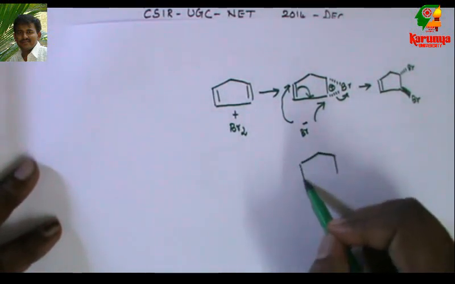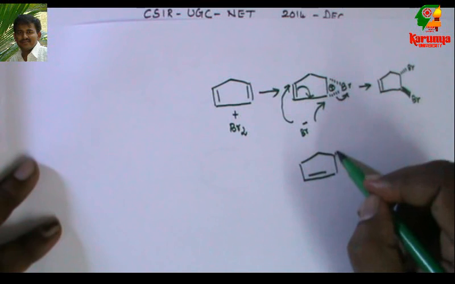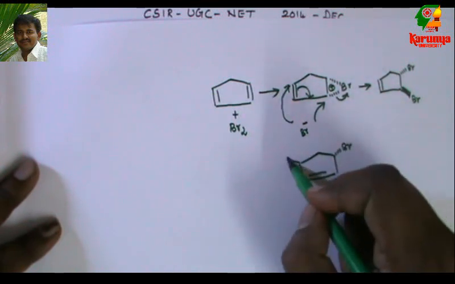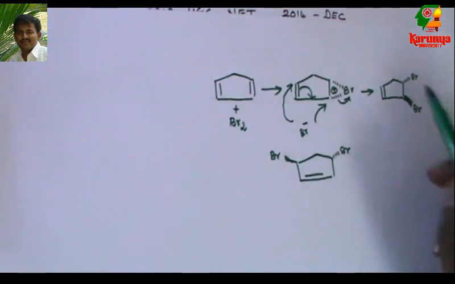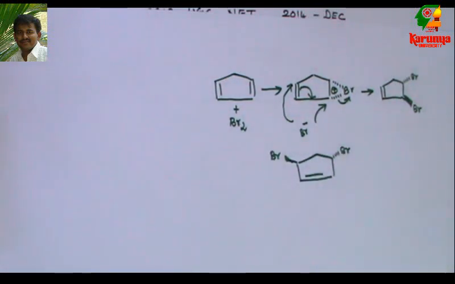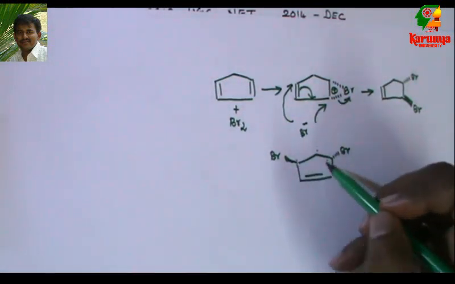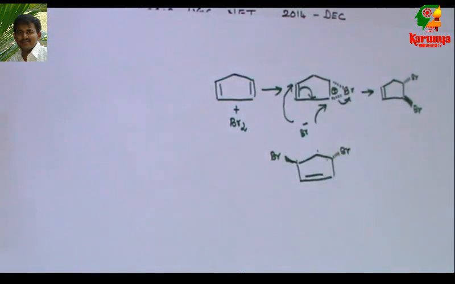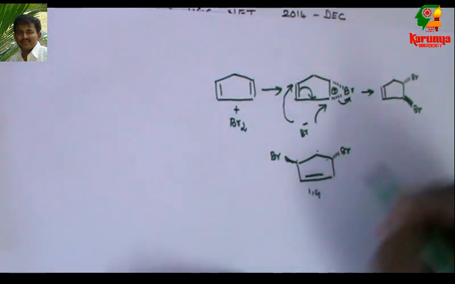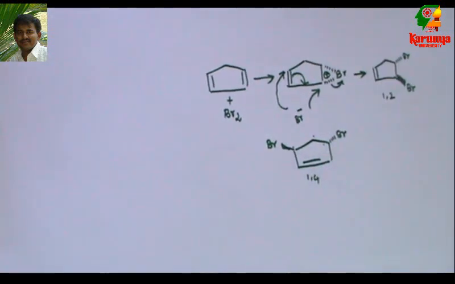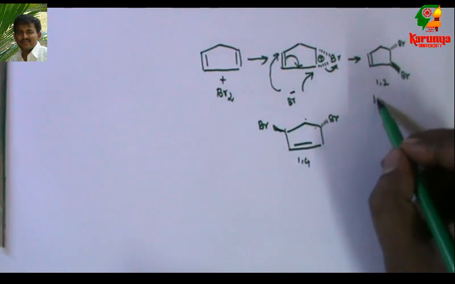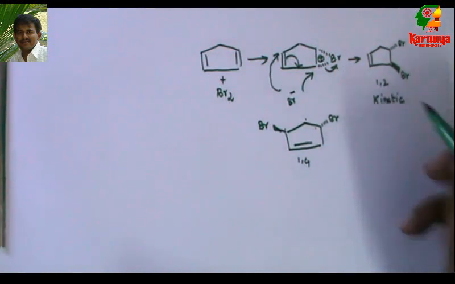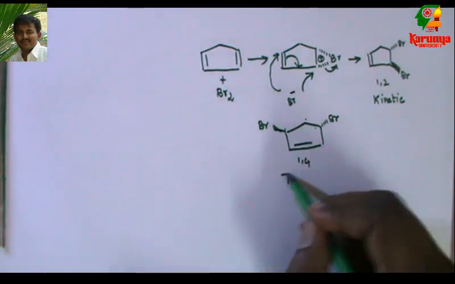So what we get is a product like this. So this is 1,2 addition product and this is 1,4 addition product. You should not count like this, 1, 2, 3. 1, 2, 3, 4. So 1,4 addition product. Which one is more preferred? This product is the kinetic product. This one is the thermodynamic product.